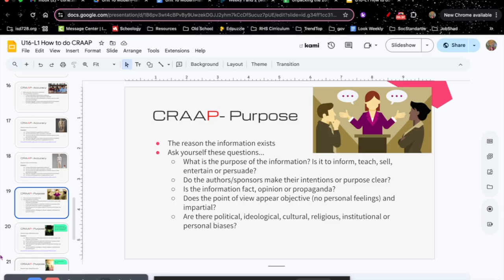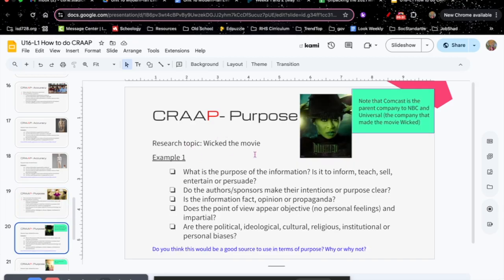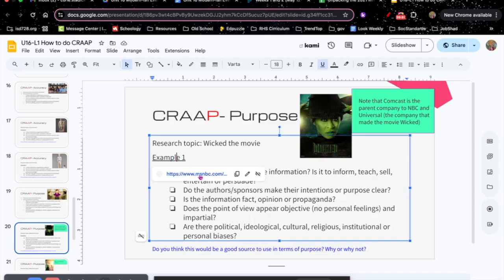Ooh, that's a lot. So let's take a look at our example. Let's pretend my research topic was on Wicked, the movie that just came out this past year. So it's good to note that Comcast is the parent company of NBC and Universal. Universal is the company that made the movie Wicked. So let's click on our first example.